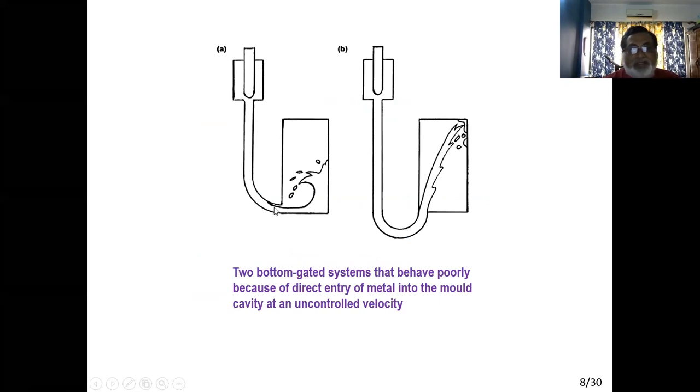This is a bottom gating system, but it is designed badly. Because of that, there is a lot of turbulence, a lot of splashing. The velocity of entry is very high. So although we are using a bottom pouring system or bottom gating system, this is bad.